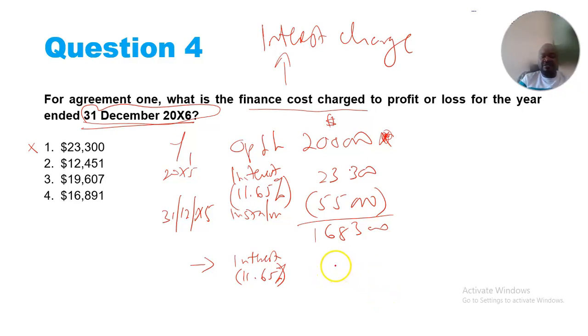300. That's the interest, and it becomes 19,607, approximately, through rounding. So you can safely see that our answer is that one.